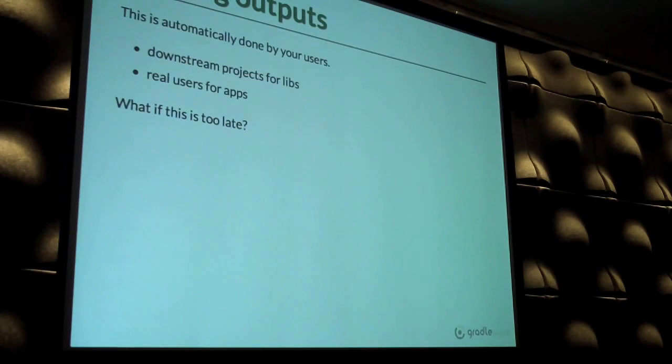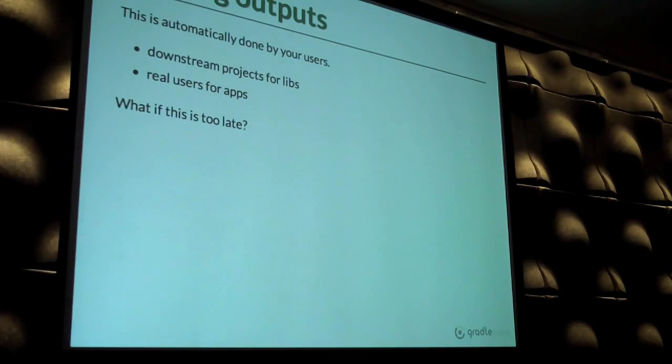So, testing outputs. We kind of hinted at this: testing outputs is automatically done by your users. If it's broken, they'll tell you. But we want to catch that before it happens. That's the whole point: don't release broken stuff to the users. But sometimes, depending on context, of course, that might be okay. Who are your users? How quickly are you going to get that feedback?